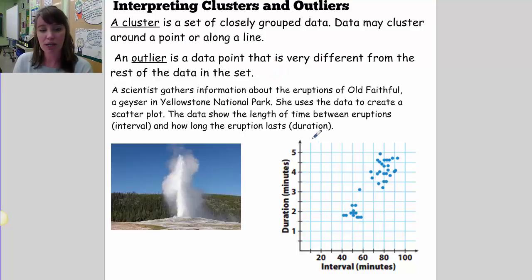Okay? So let's say that we have another situation here. A scientist gathers information about the eruptions of Old Faithful, which is a geyser in Yellowstone National Park. It's hot water that's coming out from a hole in the ground. It's like a porthole.